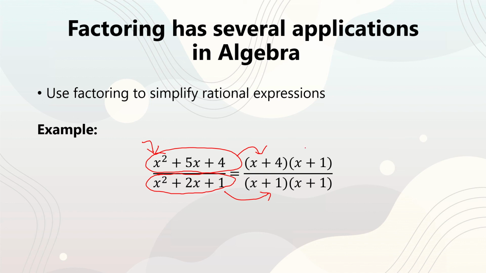If you notice, we have common factors in the numerator and the denominator, so we cancel that out. There you go. We're able to simplify it. What is left is just x plus 4 over x plus 1. And this is now the simplest form of this rational expression.